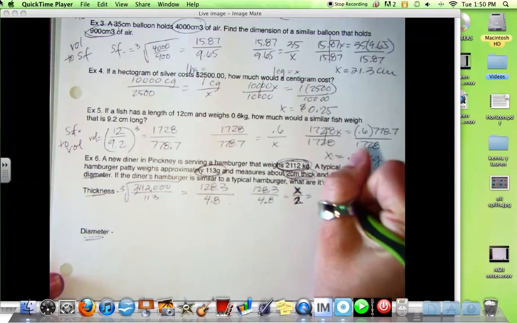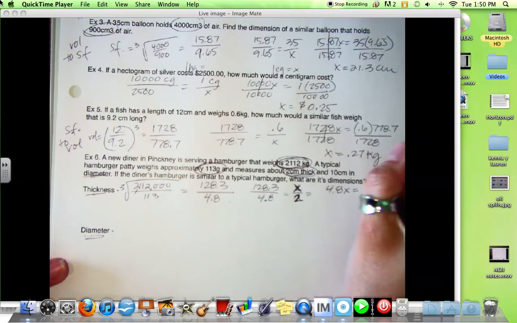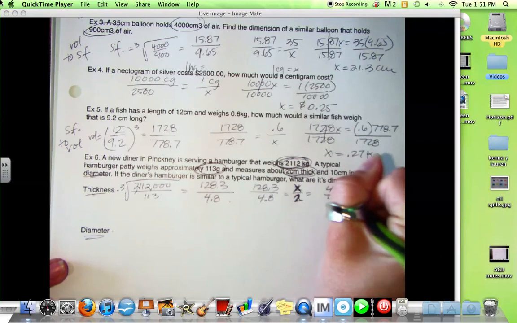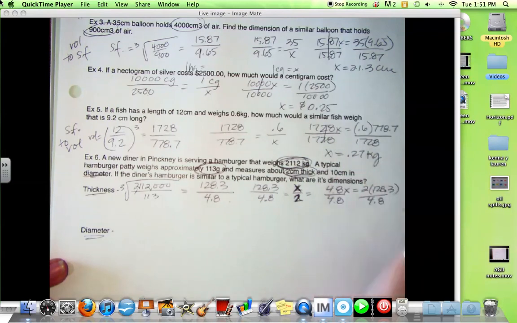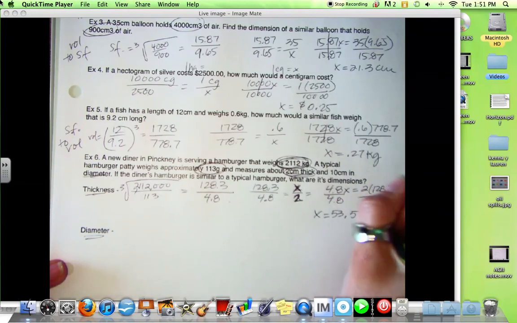So we have 4.8 times x equals 2 times 128.3. Equals 53.453. Okay, 53.5 centimeters.